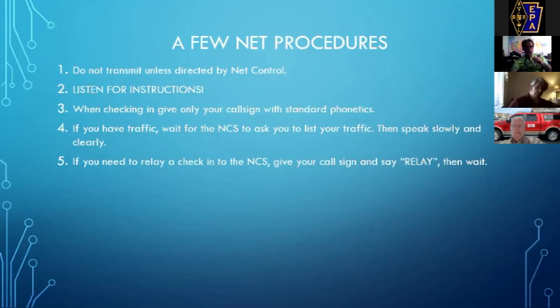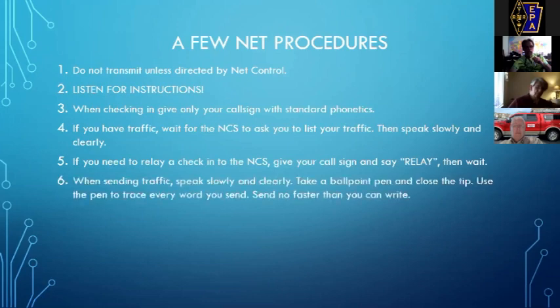If you need to relay a check-in to the net control station, the way to do that is give your call sign and say relay. For instance, if I was going to relay a station in, I would say W3GWM relay, and then wait for the net control to recognize you. He or she will ask you to go ahead with your relay.